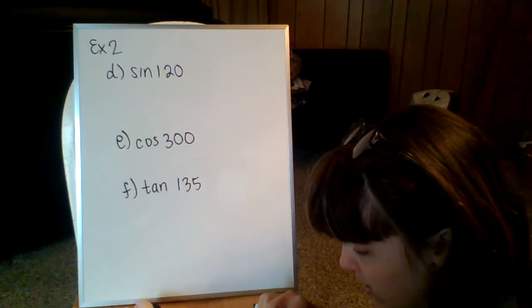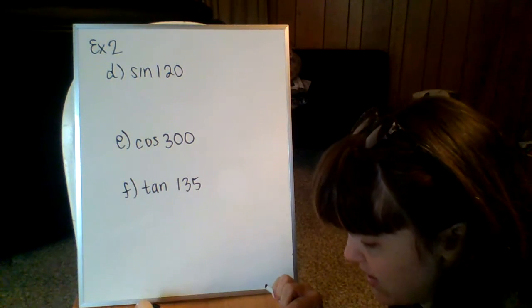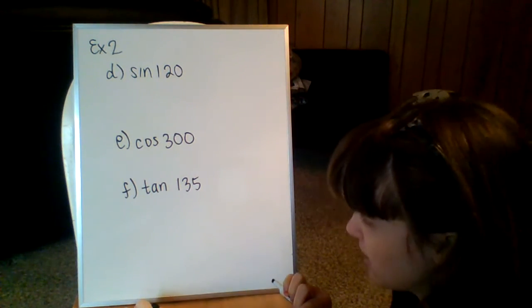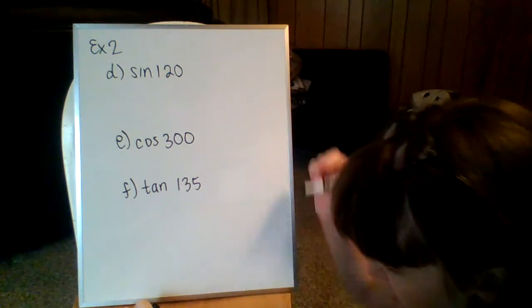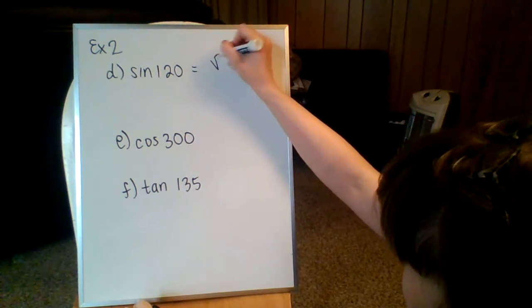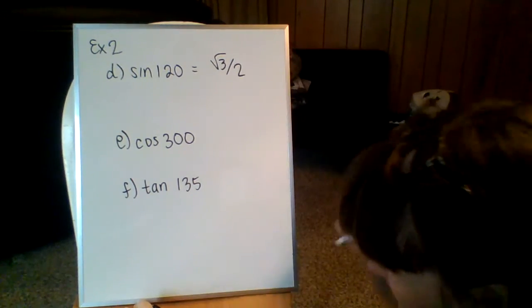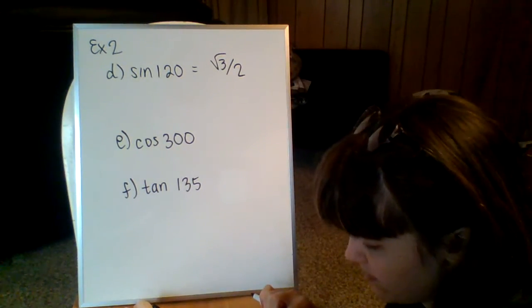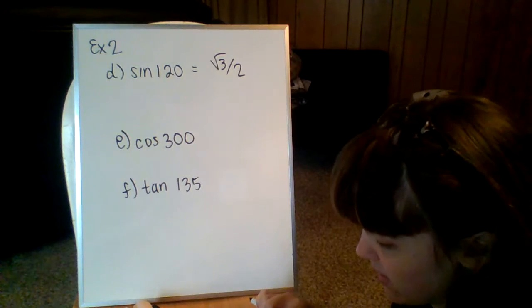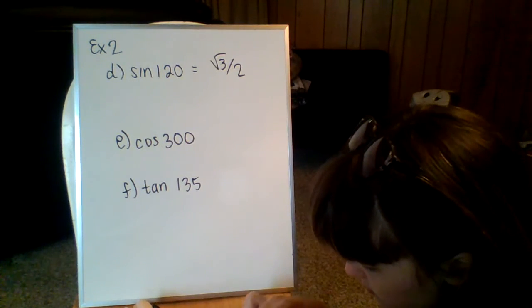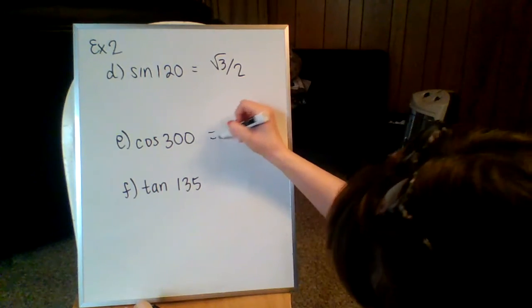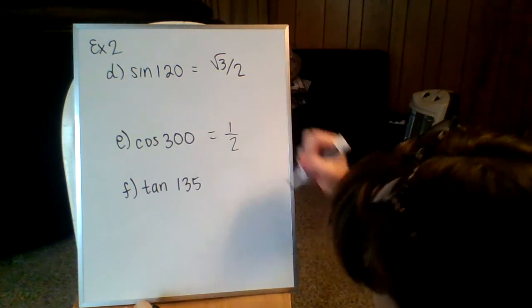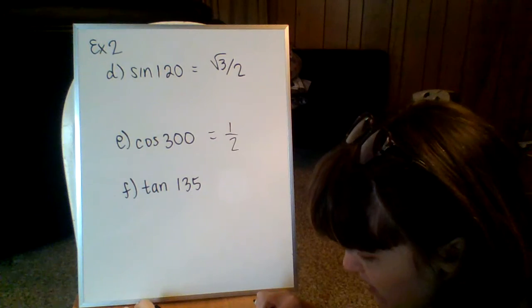So 120 degrees is in the second quadrant. Its y value is square root 3 over 2. Alright, now cosine 300. So find 300, and we need its x value, and that is 1/2. And then 135.